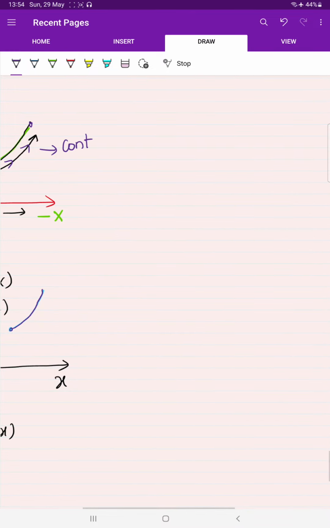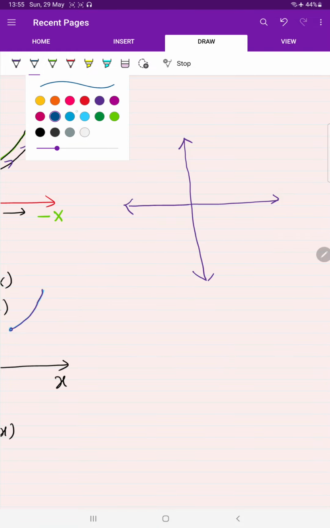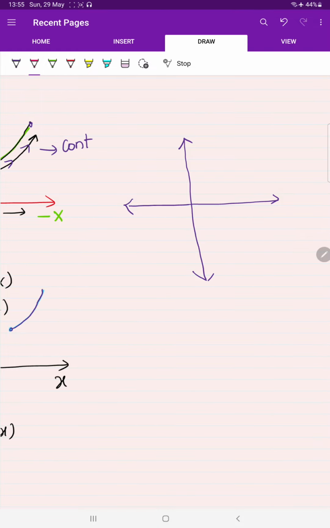Now I will bring one more graph here, and I am asking you, tell me whether that graph is continuous or not. I want to draw the graph for mod x. If you take mod x, its graph comes to the x axis, crosses the 0 point, and then goes in this way. Tell me whether it is continuous or not.